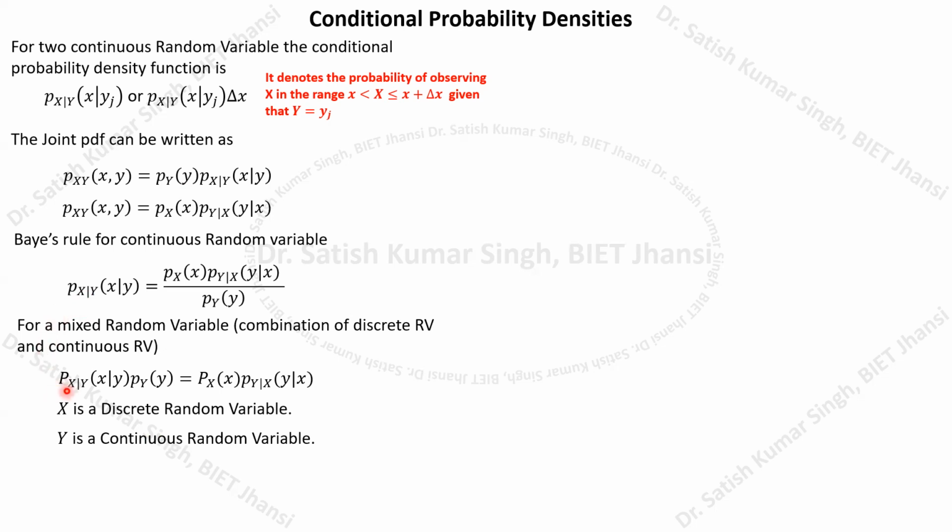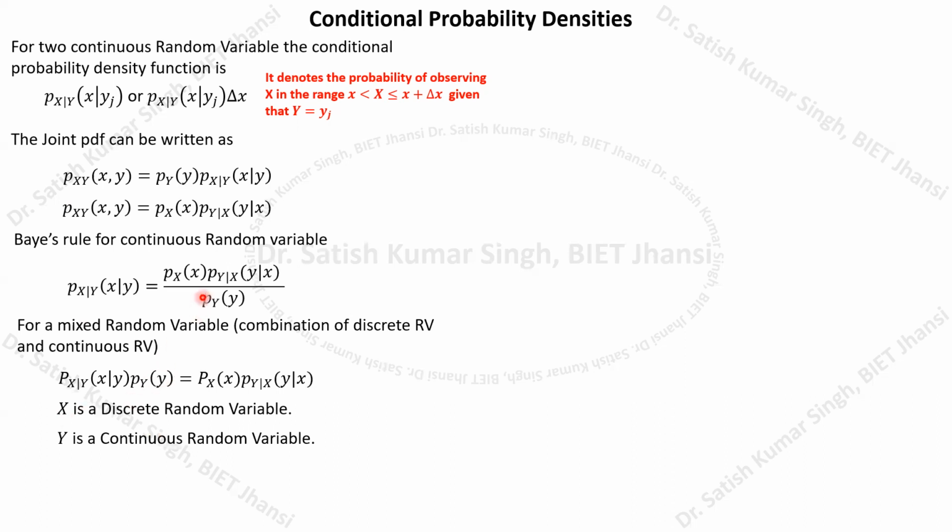So it is the probability of the random variable x for a given y. So this is now a probability instead of a probability density function. Here it is the probability density function for the continuous random variable y, which I have multiplied over here. So this will be your probability density function, because it is a continuous random variable.